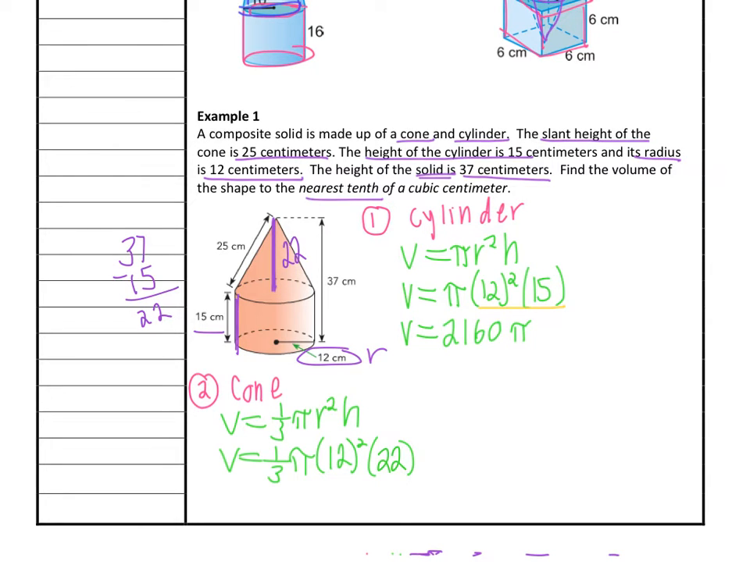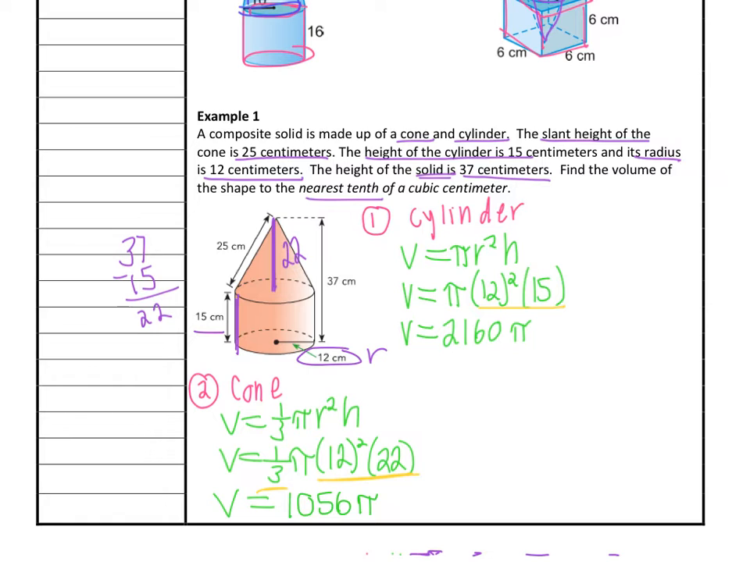Okay. And just like I did before with the cylinder, I'm going to go ahead and type in everything except the pi. When I do that, I'm going to end up with 1056. And again, don't forget to stick the pi back on it. All right, now I have my volume of the two separate shapes.